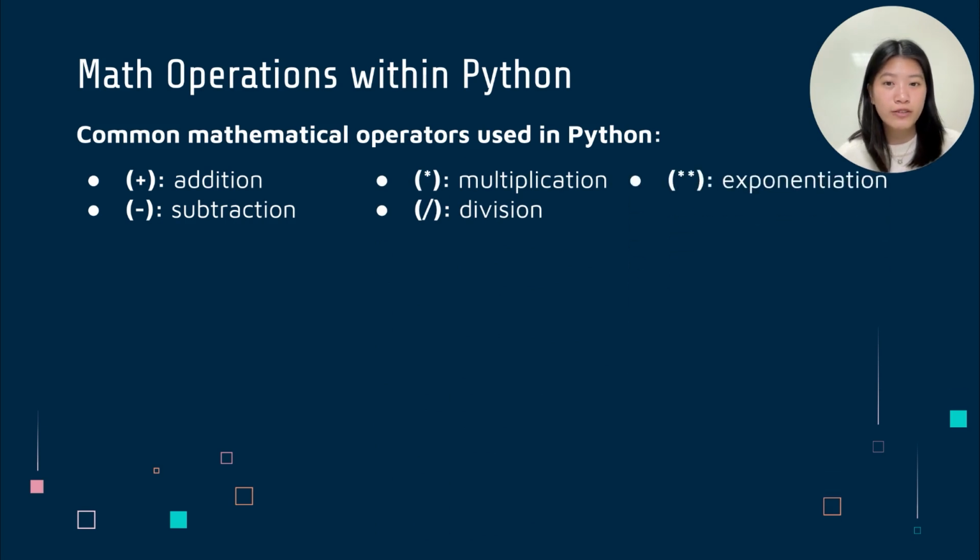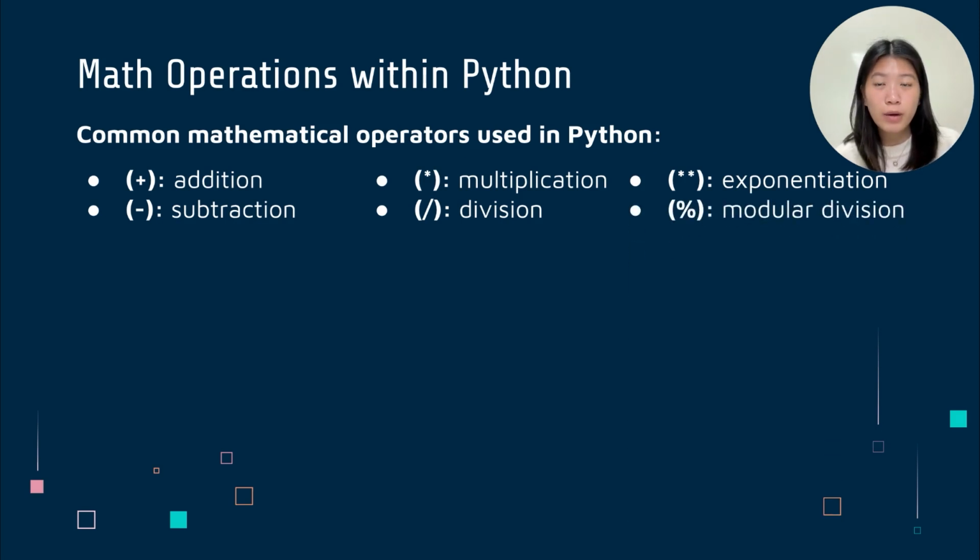So for example, if we wanted to find a value to the power of another value. And then we can use the % sign for modular division. And modular division essentially gives us the remainder of an expression in division. So for example, if we did 10 modulo 3, this would give us 1 because 10 goes into 3 three times with the remainder of 1.